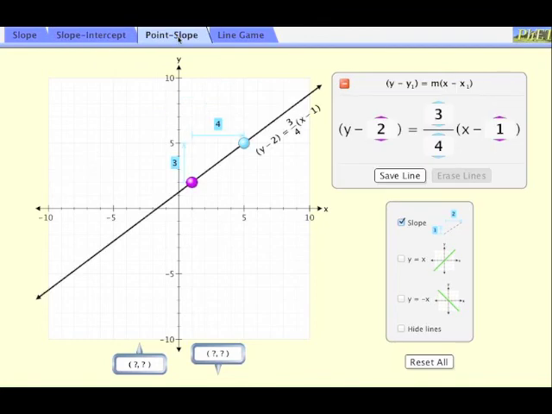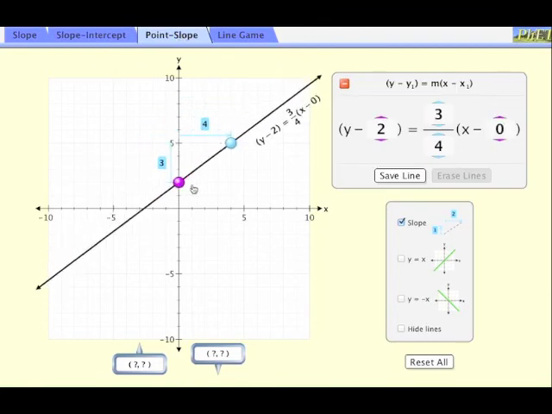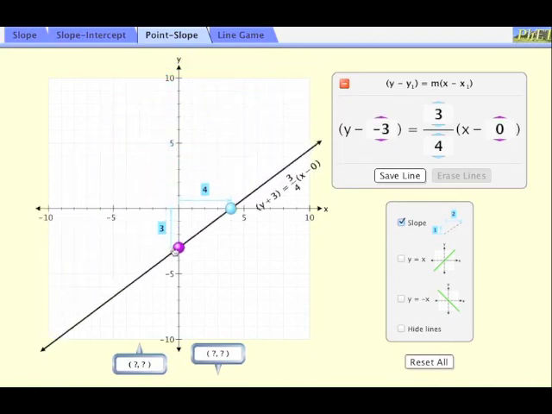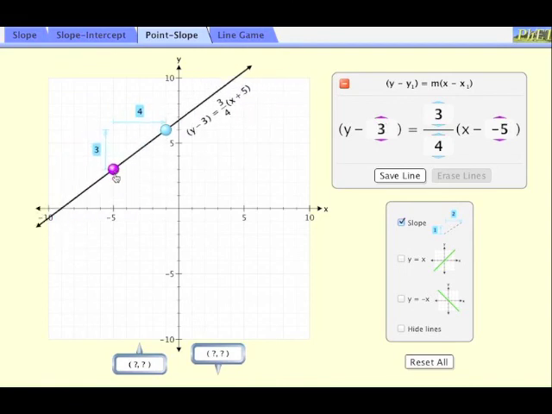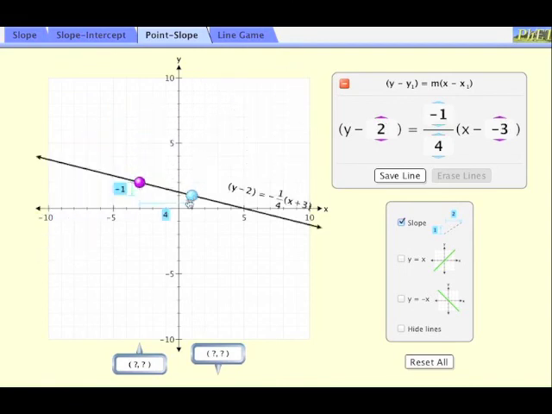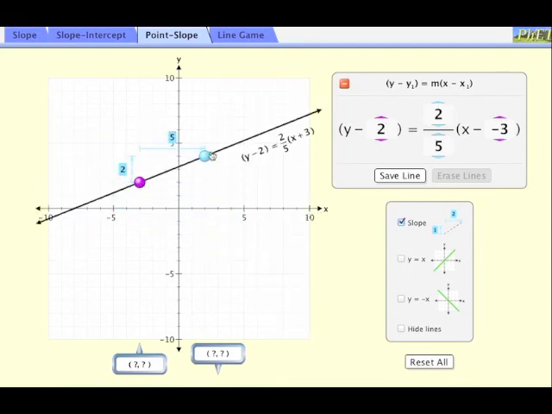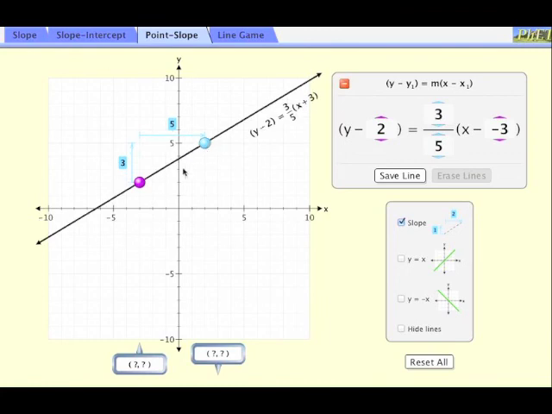And then if you go up to point slope, notice now that when you move the position of the purple point, you can move it anywhere you want. So it's not just constrained to lie along the y-axis, but you can put it wherever you want to. And then you can also move around the light blue dot. Okay? So use this tab to experiment around with point slope form.